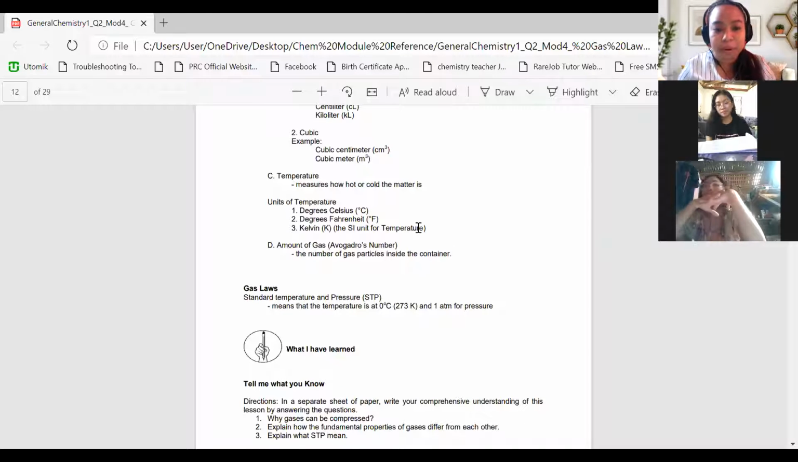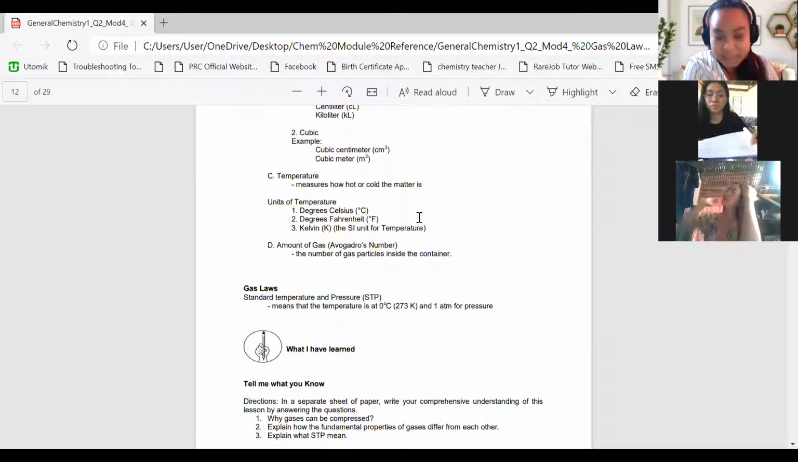Next, temperature. Temperature measures how hot or how cold a matter is. So say for example, if your boyfriend or your girlfriend is getting cold, you need a temperature reading to know if you are breaking up or still fighting.